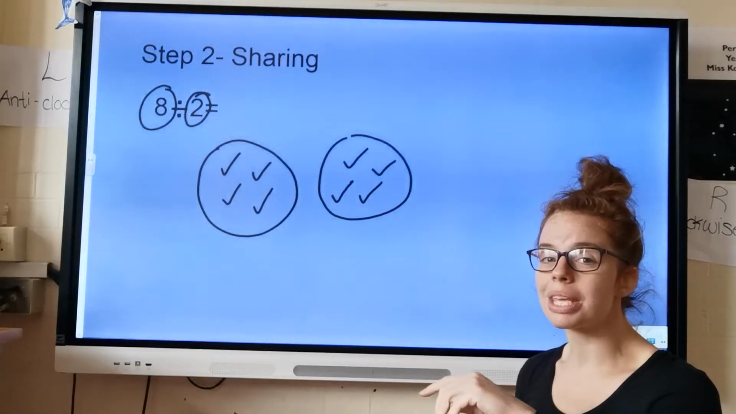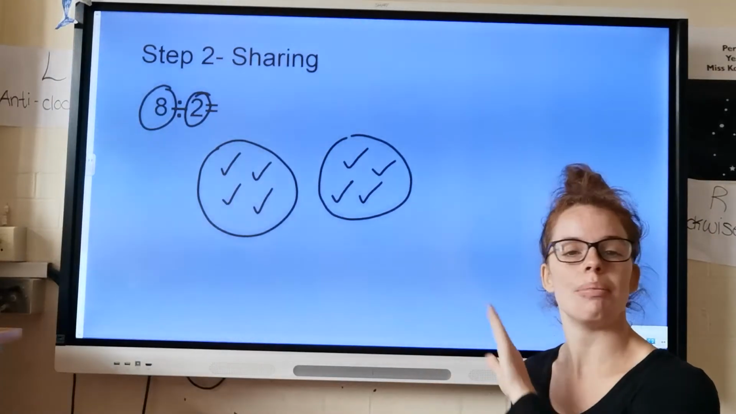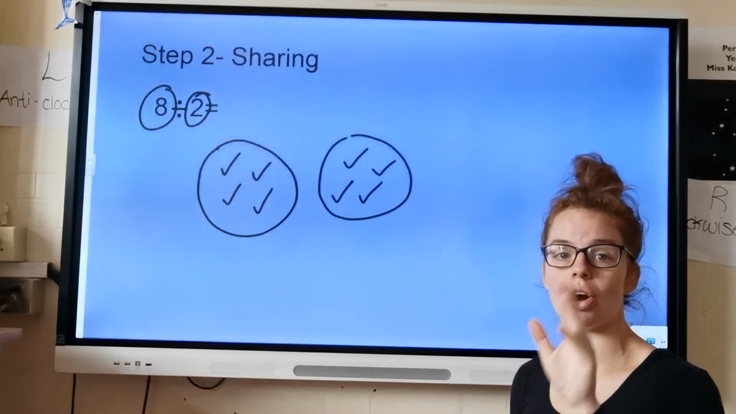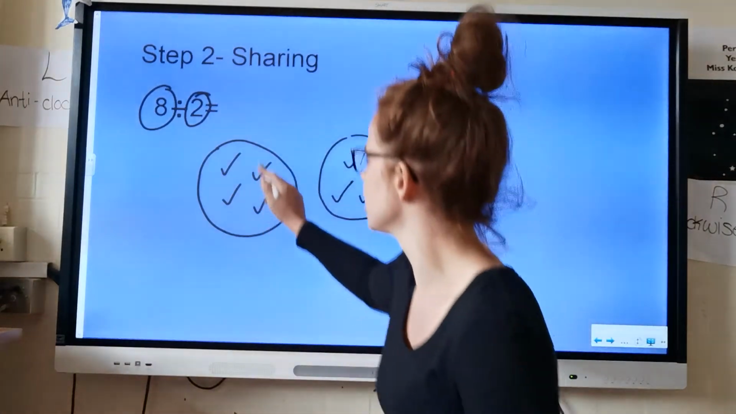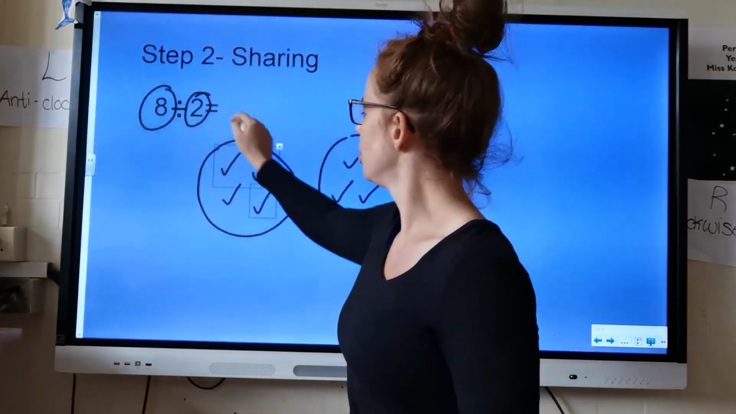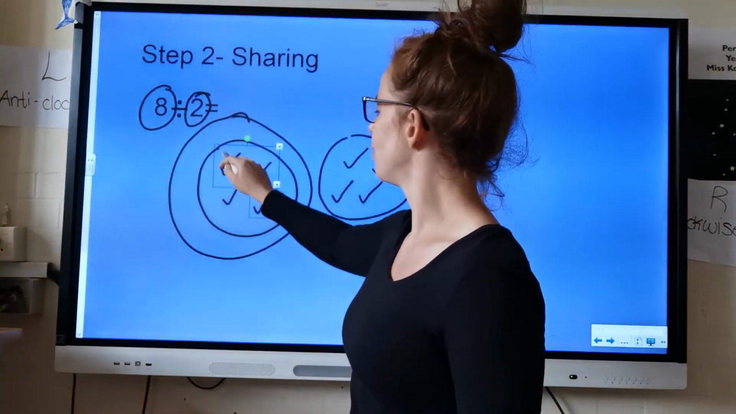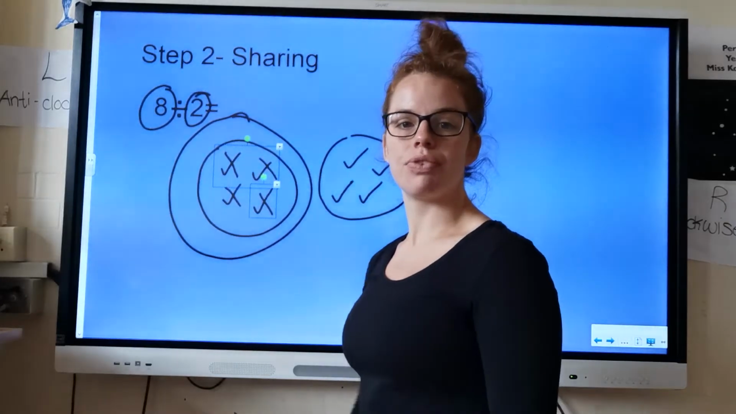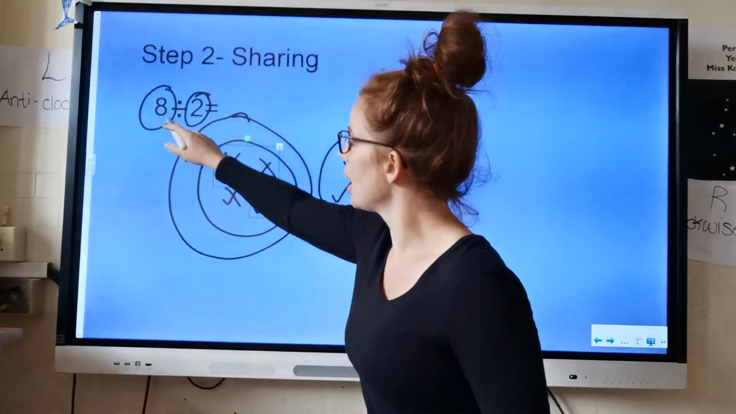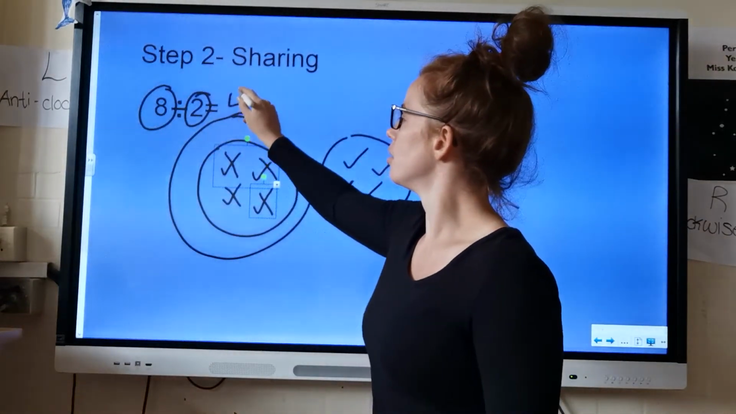Now in order to find my answer, I'm going to count 1 circle. For multiplication, I counted all of the circles, but we are not doing that for division. We are only counting 1 circle. So let's count this circle here. We have 1, 2, 3, 4. There were 4 ticks in that circle. So 8 divided by 2 equals 4.